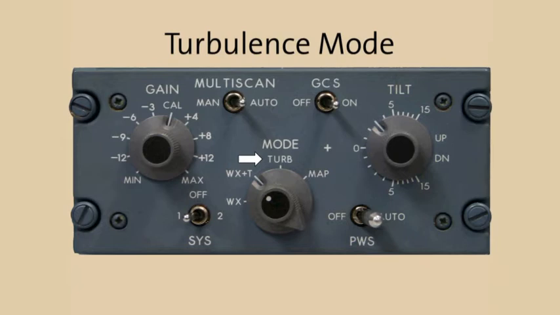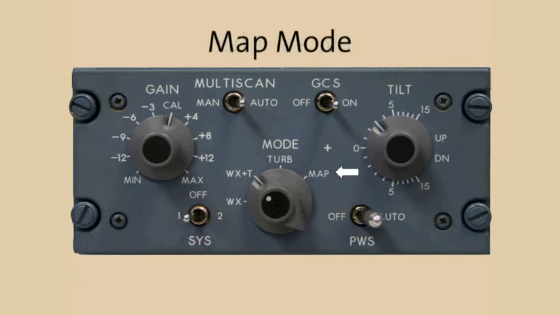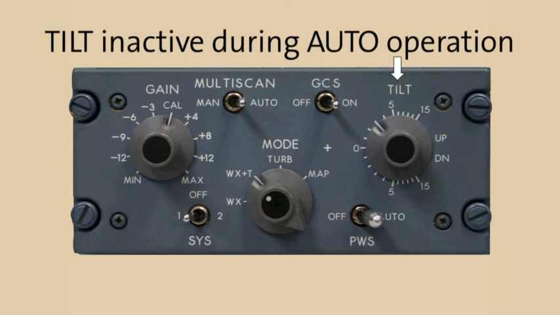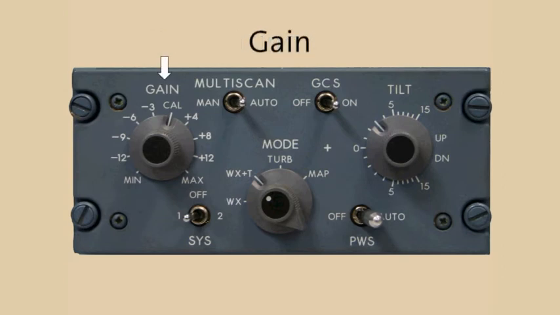Pilots should then return to the weather or weather plus turb mode so that the full extent of the weather system is visible. Map mode displays all the information that the radar sees, both ground and weather returns. The ground clutter suppression switch is similar to map mode, except it is a spring-loaded momentary function. The tilt control is inactive during auto operation. Full above and below calibrated gain is available during both manual and auto operation.